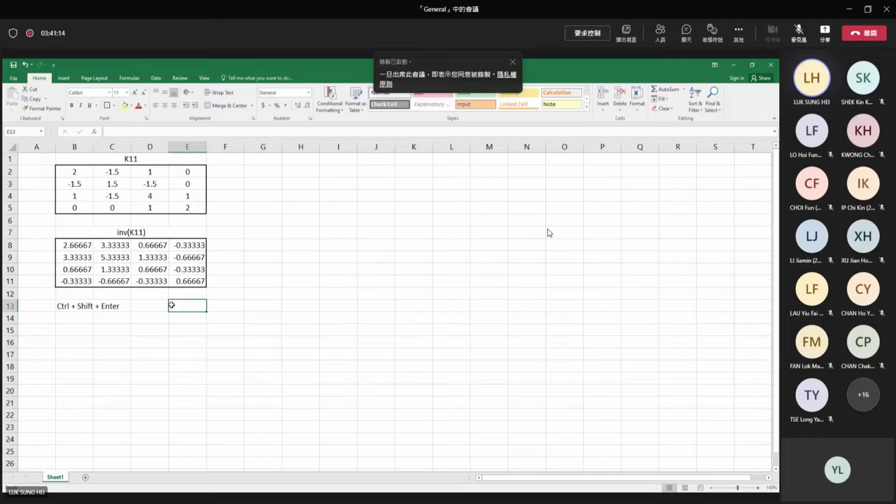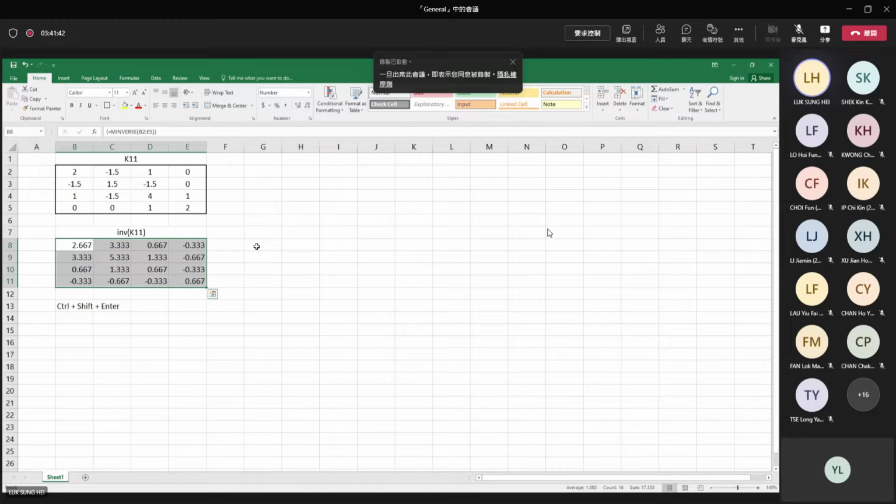You have to type these 3 keys together. Otherwise, if you just type enter, the computer just gives you 1 value, not a matrix. You have to press these 3 buttons together. And then you can double check with, I did not give you the matrix inverse. Anyway, doesn't matter. This helps you find our matrix inverse immediately.